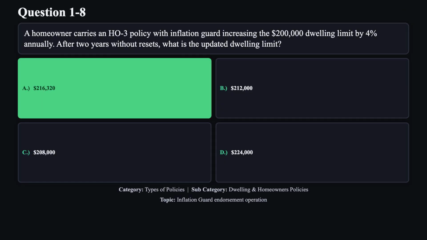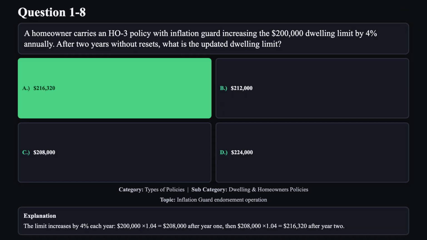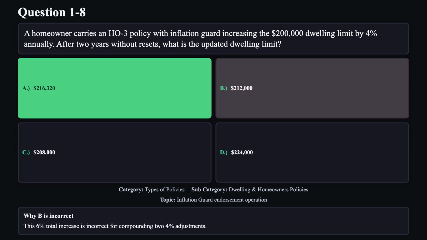The correct answer is A. The limit increases by 4% each year. $200,000 multiplied by 1.04 equals $208,000 after year 1. Then $208,000 multiplied by 1.04 equals $216,320 after year 2. Reason B is not correct.